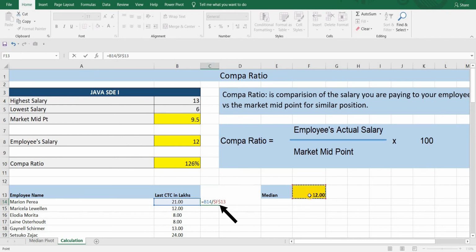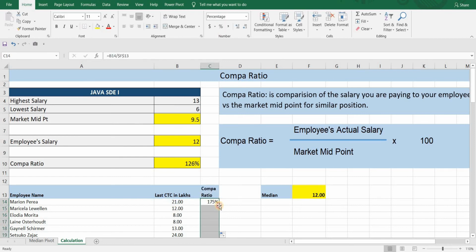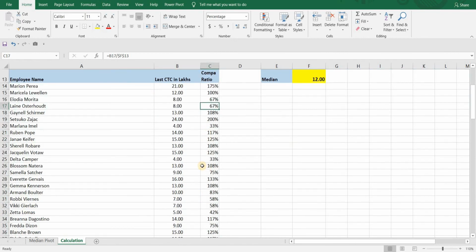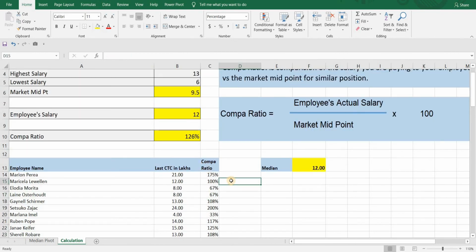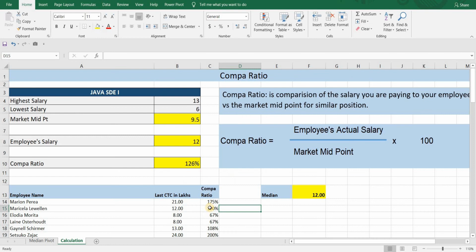Notice how I am freezing the midpoint cell by clicking on function F4. This is to ensure that the cell reference is locked. Drag the formula and we have our compa ratios. If employee has compa ratio of 100%, that means it is exactly matching with the market level. That gives a brief summary about compa ratios.